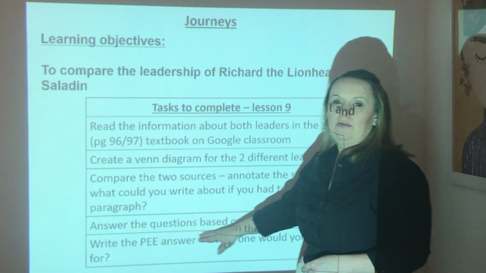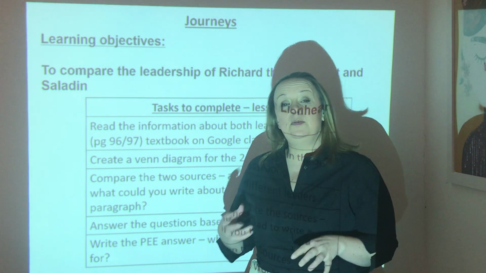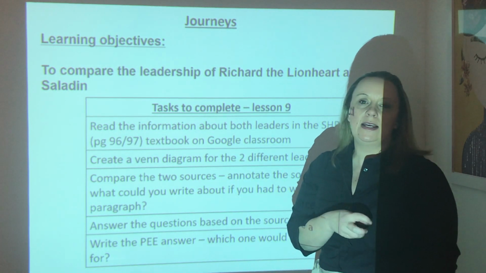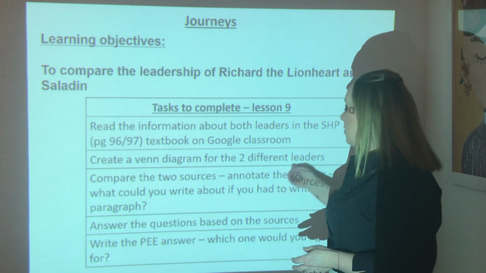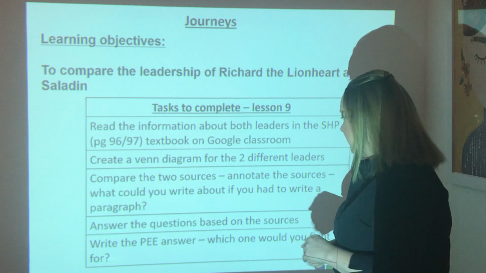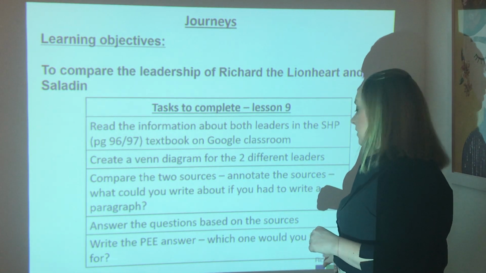Now, we don't do this very often in Excellence, this kind of question and answer. But this one's a good one because you're going to use the textbook. So you can come away from the computer if you're lucky enough to be able to print those 2 pages. You can come away from the computer and work away to give your eyes a bit of a rest. And then you're going to write out a PEE answer.